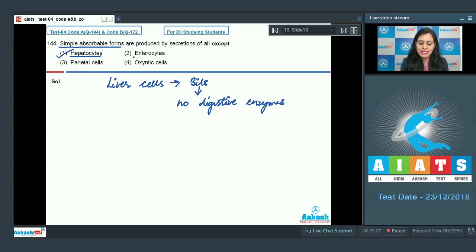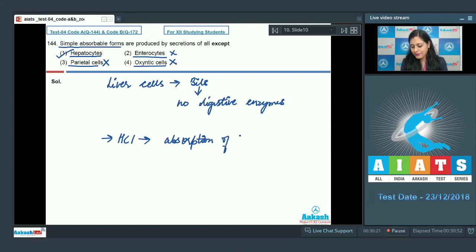The next option given is enterocytes, and this is an incorrect option because these enterocytes will produce digestive enzymes which can form simple absorbable forms. So this is an incorrect option. The next option given is parietal cells and oxyntic cells. Parietal cells are also known as oxyntic cells, and these two options are incorrect because these parietal cells will release HCl or hydrochloric acid, which helps in the absorption of iron. So these cannot be the correct answer. So the correct answer for this question is option number 1. Let's discuss our next question.